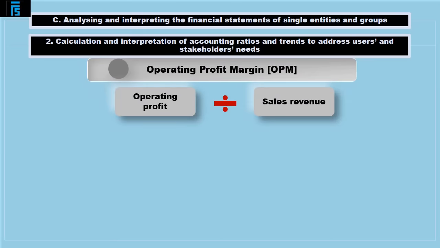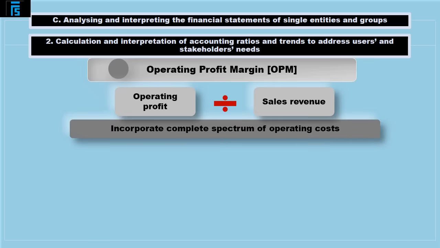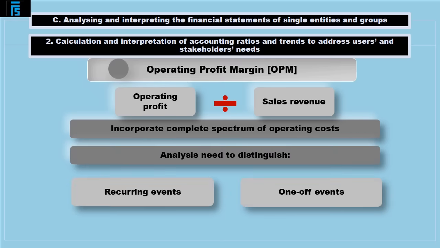The next profitability ratio which we ought to inspect is the operating profit margin, calculated by relating operating profit to sales revenue. Operating profit is naturally affected by the complete spectrum of operating costs, including one-off items such as the creation of restructuring provisions or losses due to impairment of non-current assets. Accordingly, when assessing trends in operating profit margin, the analyst must differentiate between the effects of one-off events and those which are likely to recur.